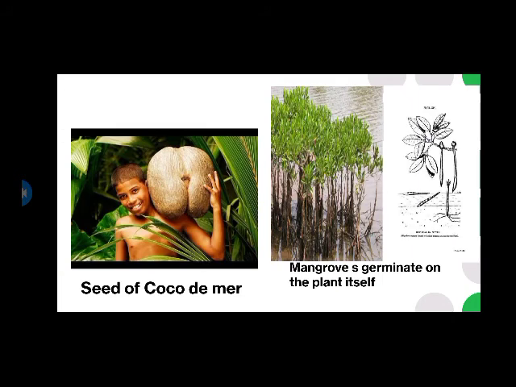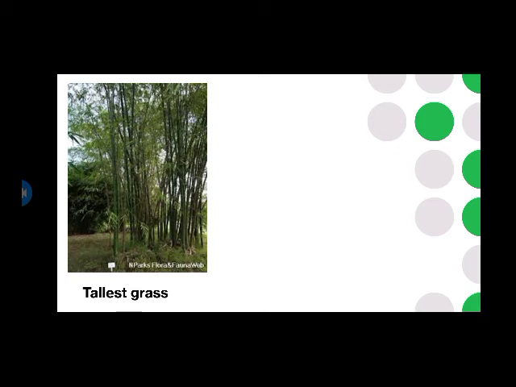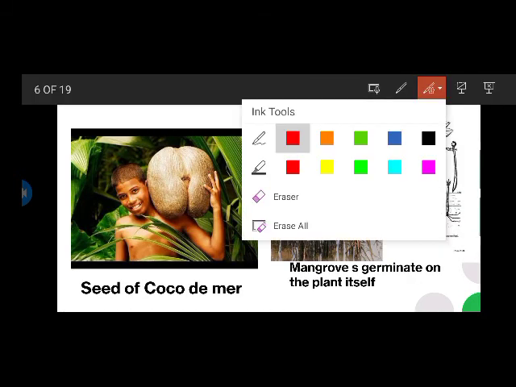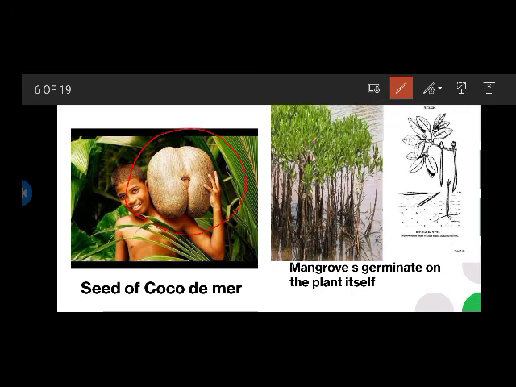What is this? This is the largest seed. You see, this is the seed of the coco de mer plant. Okay, and look at these mangroves. You have seen this in the coastal area, isn't it? Coastal area means near the beach, backwater, and all, you will see a lot of plants like this.